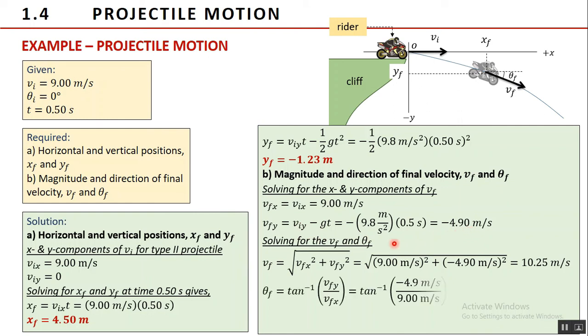Now, the next step would be the magnitude of final velocity v sub f. So we use the Pythagorean theorem formula, square root of the quantity v sub fx squared plus v sub fy squared. Pressing on the calculator will give 10.25 meters per second. For the direction theta sub f, inverse tangent of v sub fy over v sub fx, so it is negative 28.57 degrees. Hence, 0.5 s later, the rider moves at a velocity of 10.25 meters per second, 28.57 degrees below the positive x-axis.